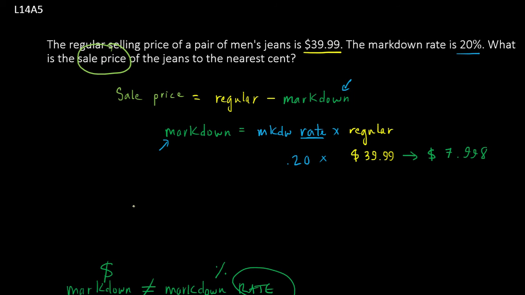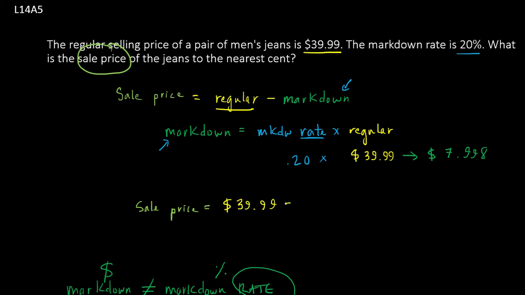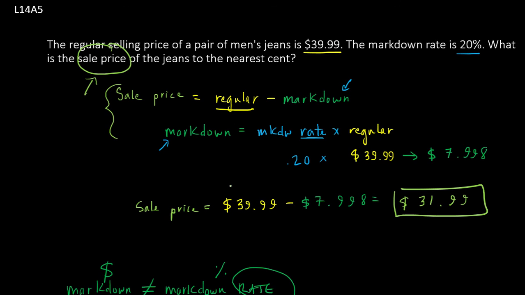Now I can revisit my original sale price equation and solve. Again, I already know that my regular selling price is $39.99, and now I'll subtract off my markdown, which was $7.998. If I simplify, I find that my sales price is $31.99. So again, start by identifying what you're solving for, grab any equations you need, plug in what you know, and use that information to work your way backwards to solve for your final goal.